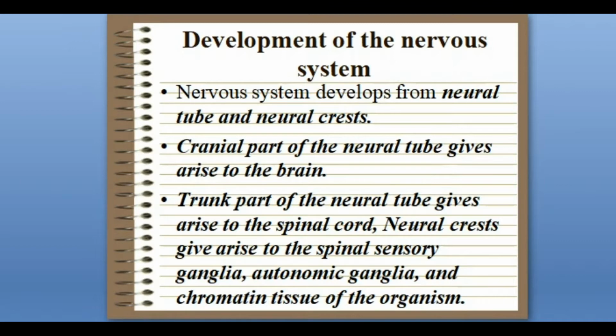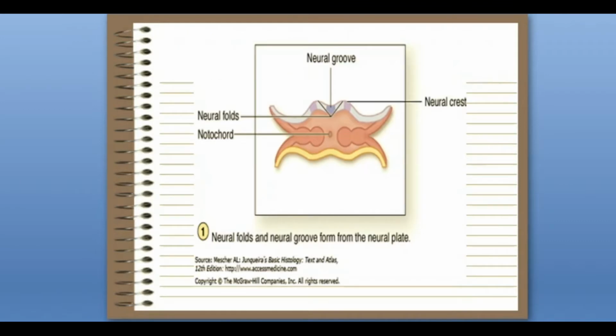Development of nerve tissue. Development of nerve tissue is named neurulation. Neurulation is the formation of the embryonic neural plate and its transformation into the neural tube. The stages of neurulation. First stage, formation of neural plate.